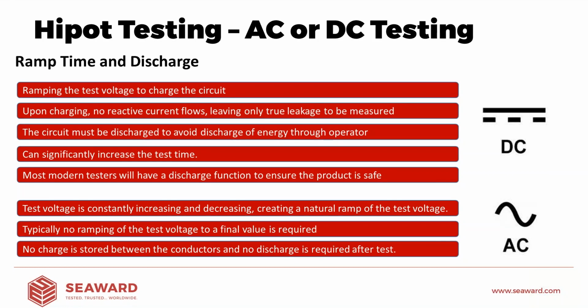Again, those testers that have the function will automatically pull that discharge resistor in, whether it's an AC or a DC test, but typically we don't need to worry about that. So an AC test is generally much quicker, whereas with a DC test, we have to consider things such as ramp and discharge times. Now, there are certain standards that will require, even on an AC test, that we ramp the voltage. So if the standard calls for it, we should ensure that we follow the standard.